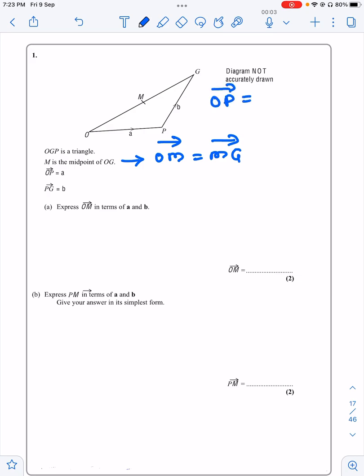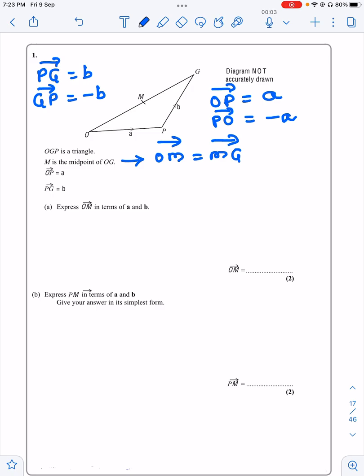So first rule to remember is that when OP is given as A, PO will be opposite of A, that is minus A. Same thing goes to PG. PG is B, so GP will be minus B. These are the concepts which you have to remember in vectors, that OP is not equal to PO, at least in vectors. Okay, we move ahead.